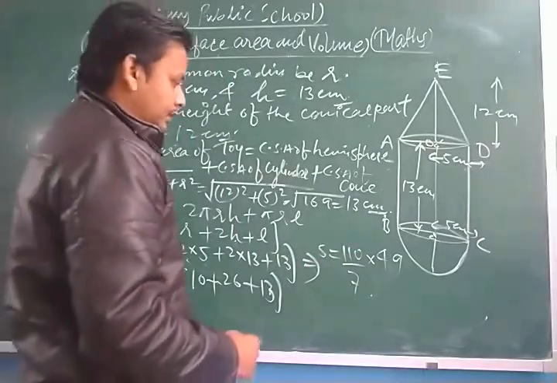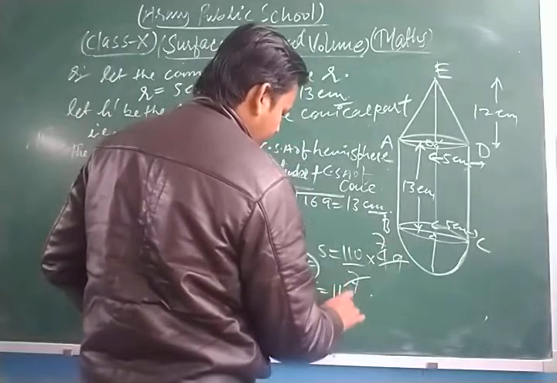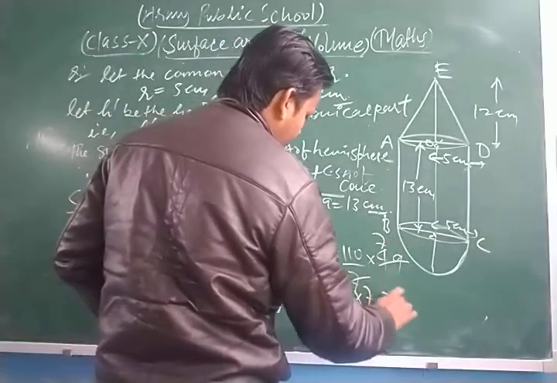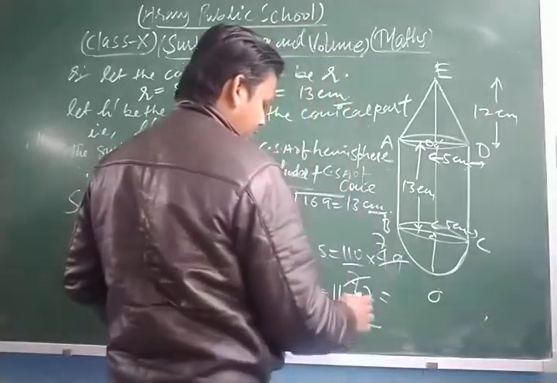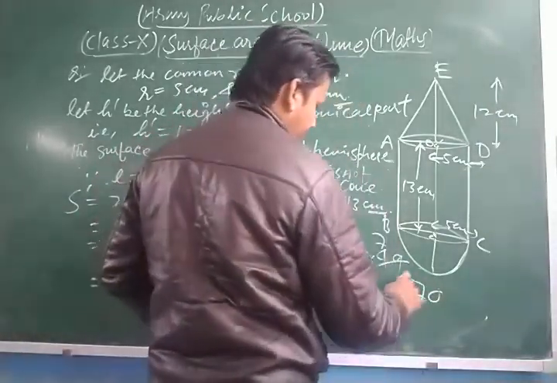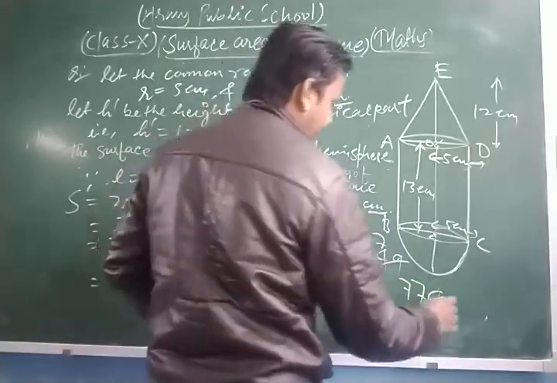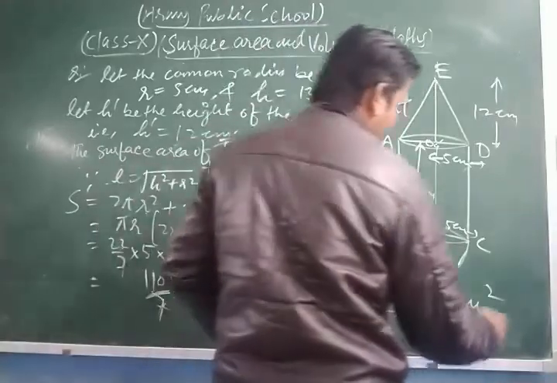Now look, 7 sevens are 49. So the total surface area is 110 into 7. We multiply them, and we get 770 centimeter square.